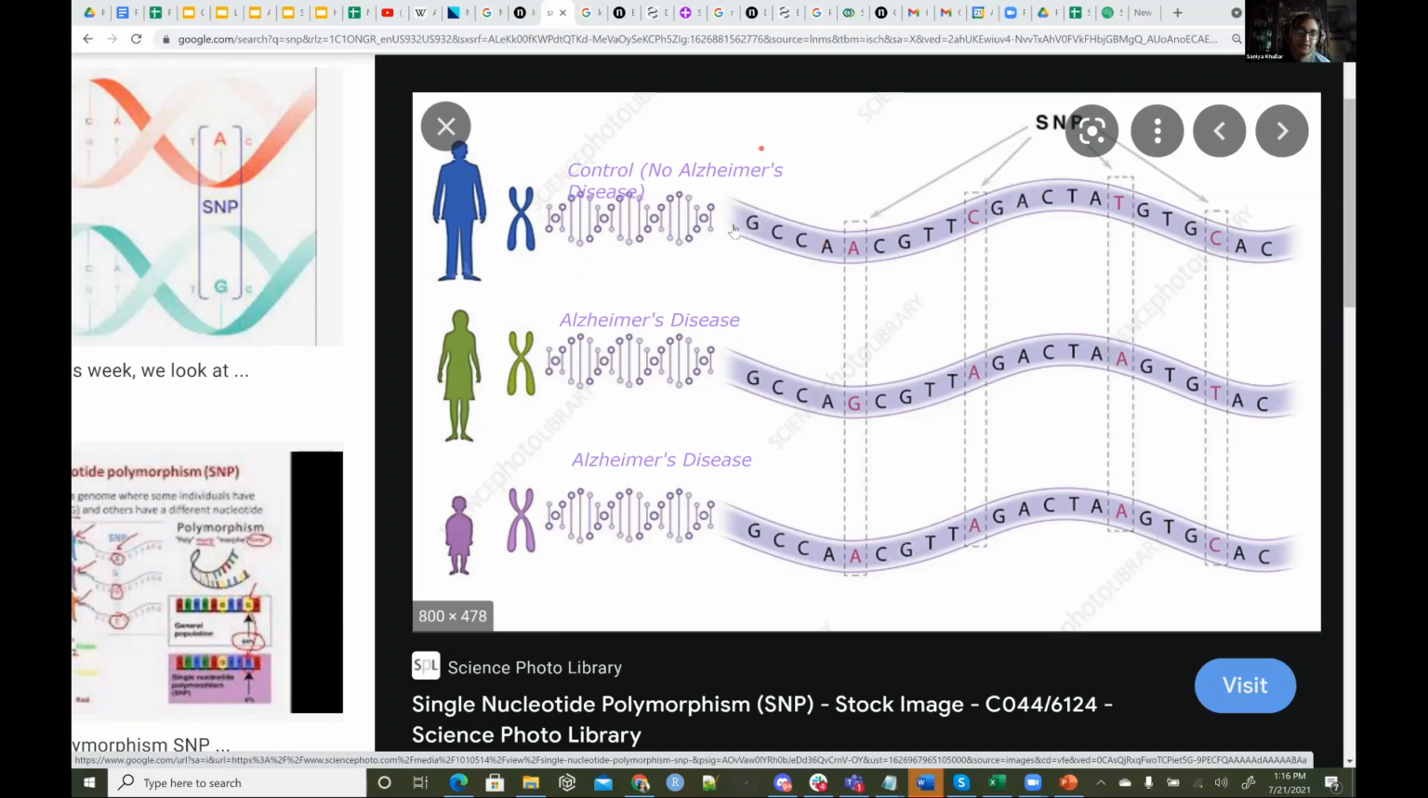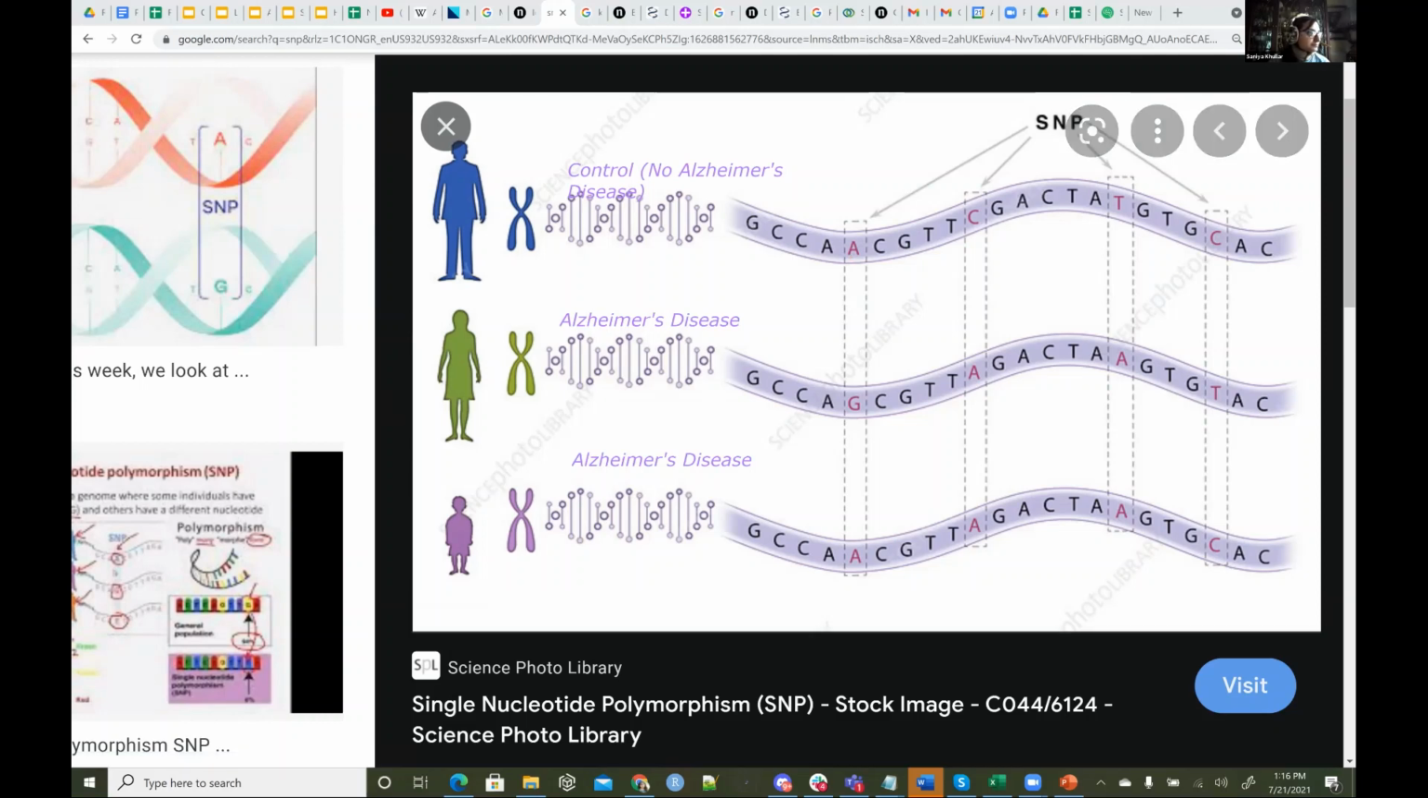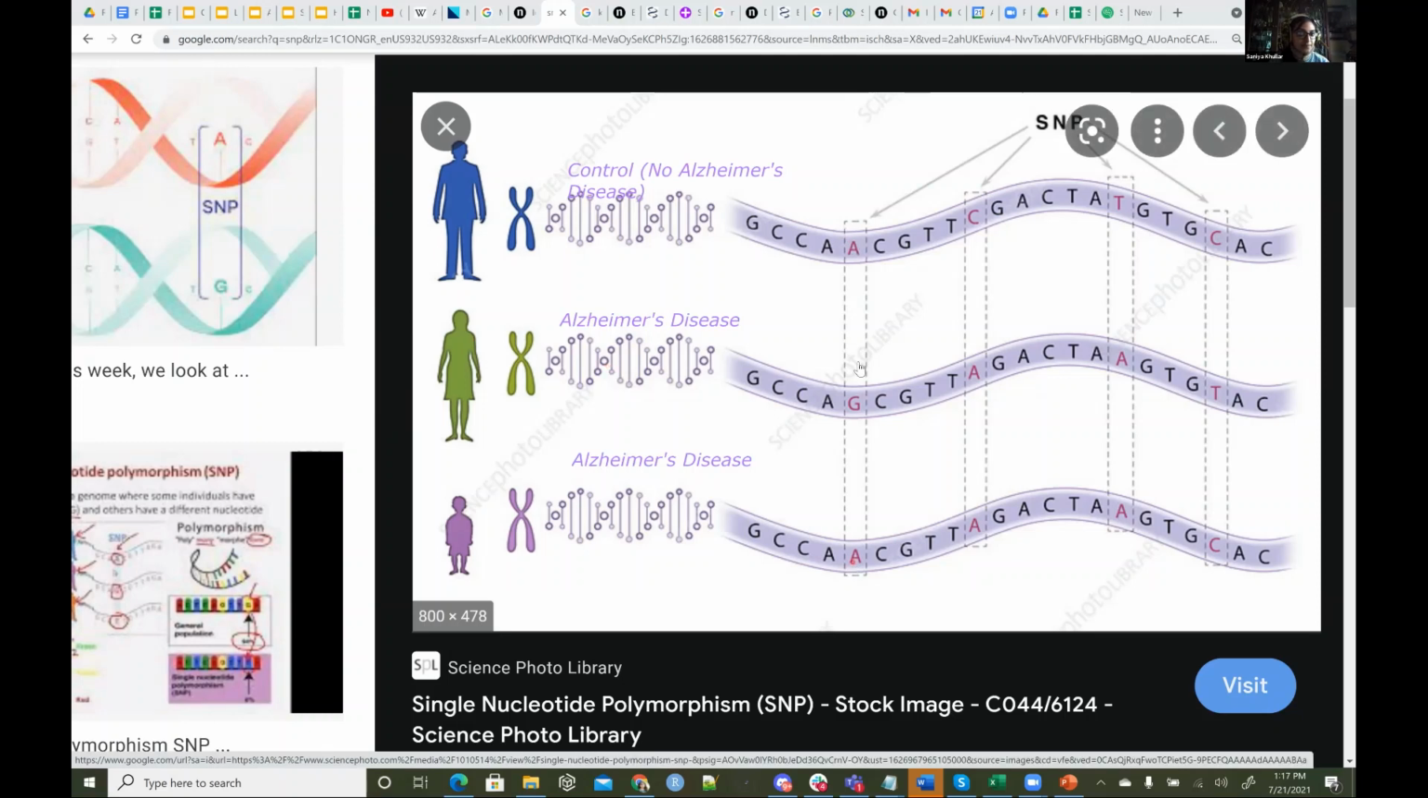Let's say they do this, and they see, okay, this is an A in this person who doesn't have Alzheimer's disease, this is a G in the person with Alzheimer's, and this is an A. Does this tell us much about Alzheimer's disease? Does it seem different? Does it seem like a good location? So this person without it has an A, this person with it also has an A, and the other person has a G. Do you think that this can help us tell about Alzheimer's disease?